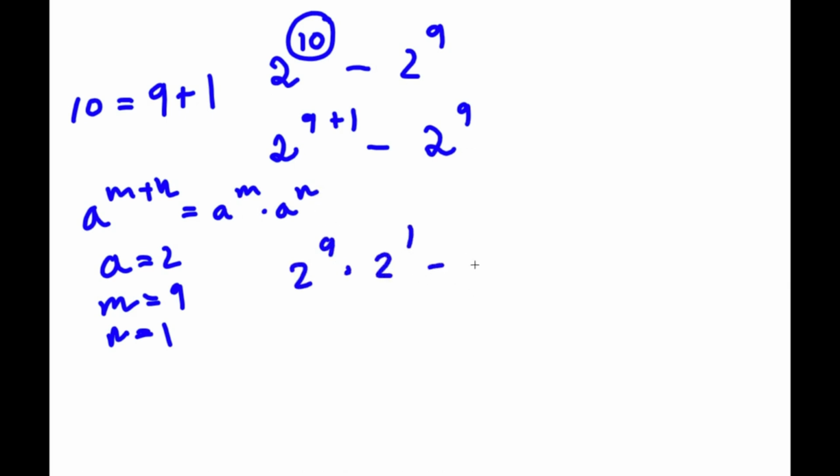Now we're subtracting 2 to the power of 9 from this. And now if we factor out 2 to the power of 9, we get 2 to the power of 9 times, now 2 to the power of 9 times 2 to the power of 1 divided by 2 to the power of 9 is simply 2 to the power of 1, minus 2 to the power of 9 divided by 2 to the power of 9 is 1.